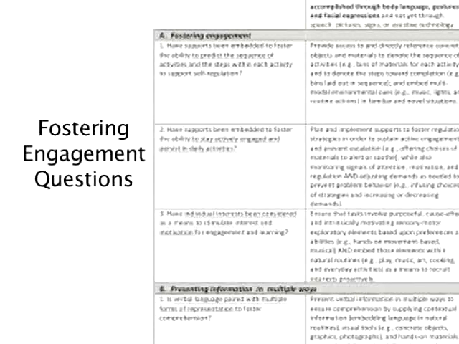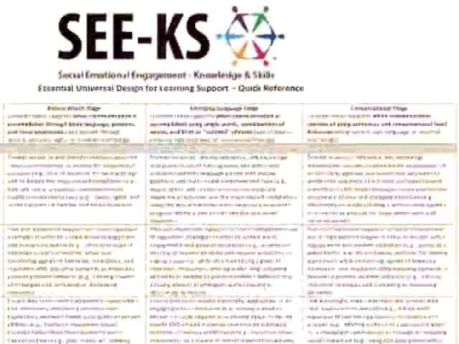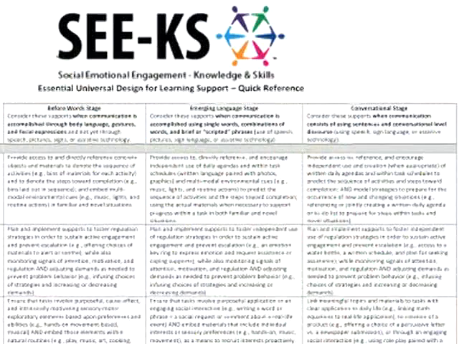So as you'll see here, the questions that we ask about fostering engagement are on the left-hand side. Presenting information in multiple ways, and on the second page of this handout you're going to see fostering expression. But then you'll see on the upper column up here, before words, emerging language, and conversational stage. Because what you're going to notice is what we would expect in your classroom environment will differ if a child is not yet talking to a child who is conversational level. We need to have a plan in place even before they set foot in our classroom as to what type of environment, lessons, activities we will have ready for them.